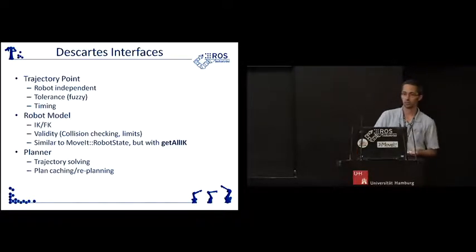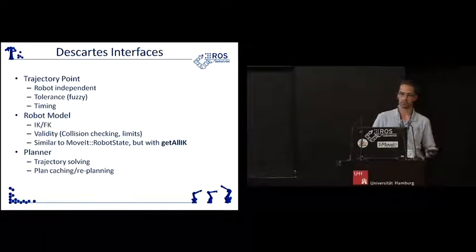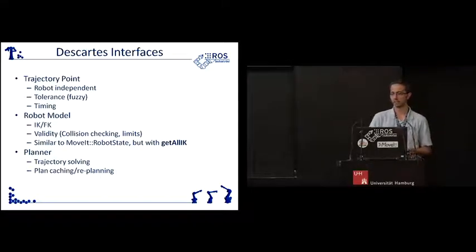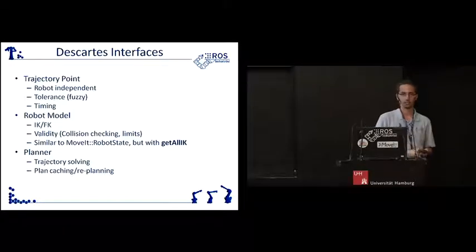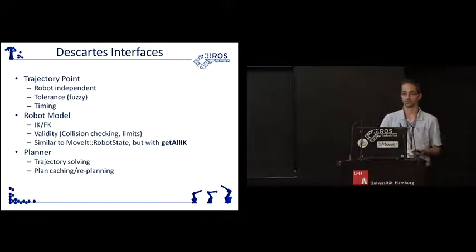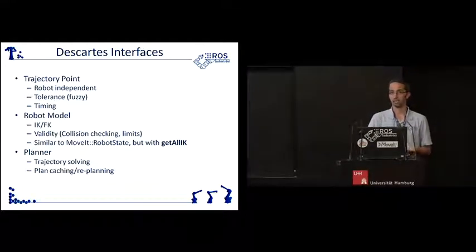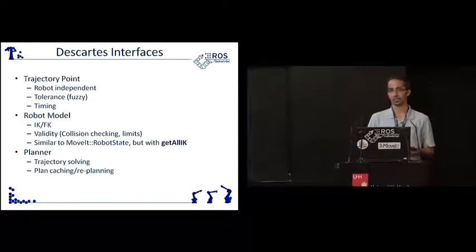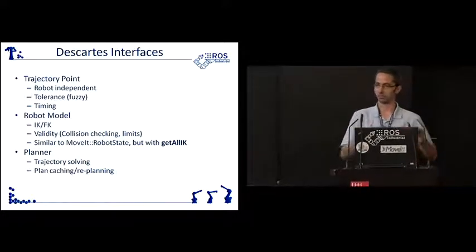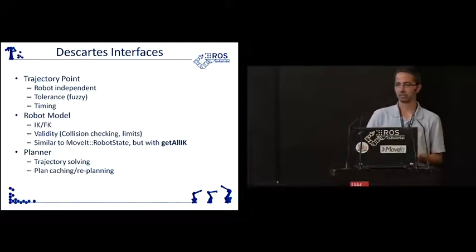The second interface is a robot model, and we use this for IK and FK, forward kinematics. So kinematics are captured within the robot model. We use it to check validity, which for us includes checking for collision, joint limits, anything that might make the robot pose invalid. So this robot model is actually very similar to the MoveIt robot state, if you guys are familiar with it, as it provides a lot of this collision checking and kinematics. But with one addition: we get all the IK solutions.